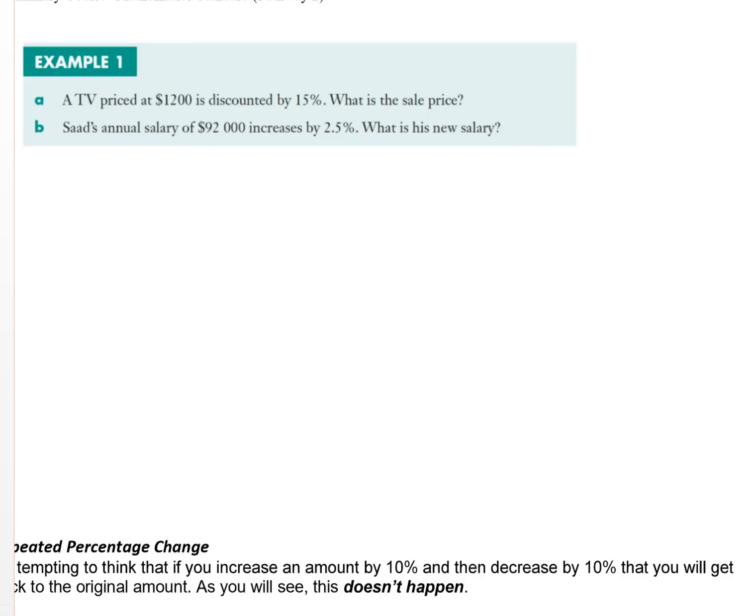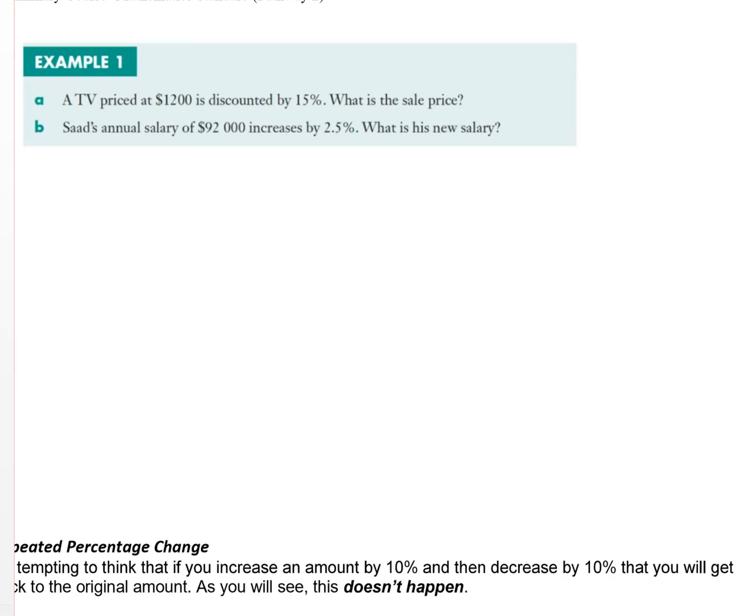In the solution to these examples, I'm going to use the shortcut. Like I said before, and I'd strongly encourage you to use the shortcut because it involves less mathematical calculations, which consequently means you've got less opportunities to make a mistake. So let's have a look.